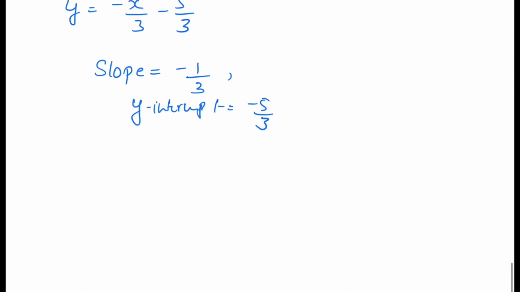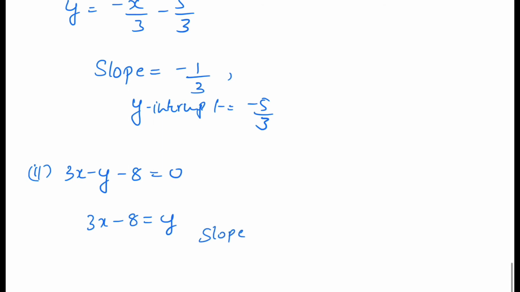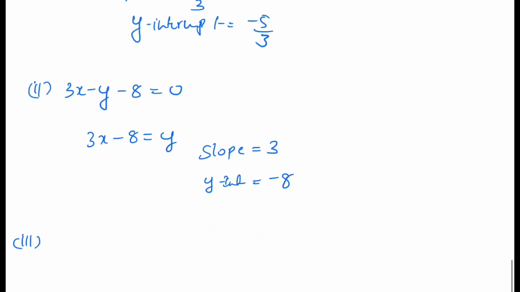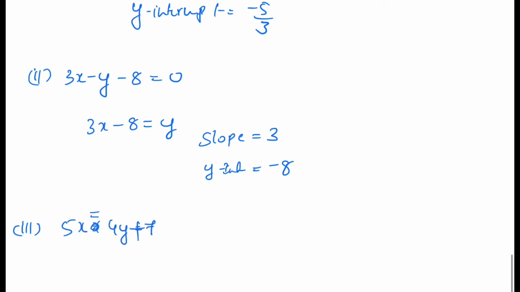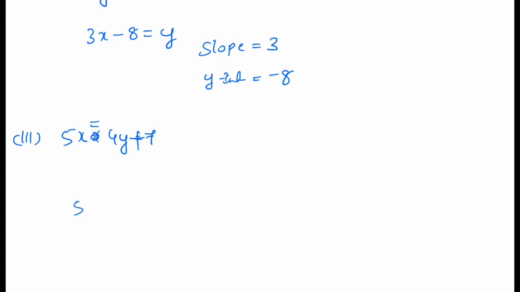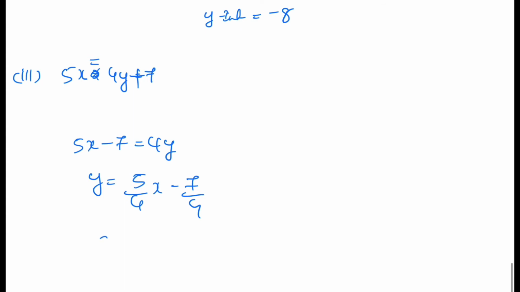Now coming to the second one, you have 3x minus y minus 8 is equal to 0. 3x minus 8 is equal to y. Slope is 3, then y-intercept is equal to minus 8. Third one we have 5x plus 4y equal to 7. 5x minus 7 equal to 4y... y is equal to 5 by 4 x minus 7 by 4. So slope is equal to 5 by 4 and y-intercept is minus 7 by 4.